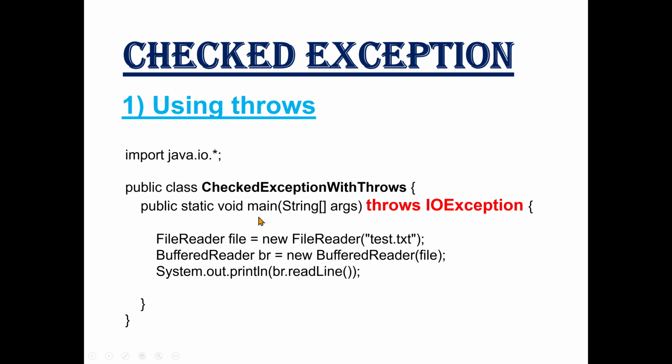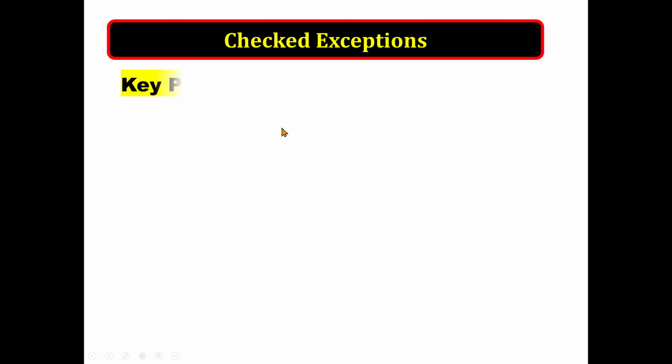Now here we can see we have mentioned that this method throws the IOException. This is the declaration in the method signature, which indicates that this method is going to throw the IOException. This is another way how we can handle checked exceptions in our example. Now let us see the checked exceptions.